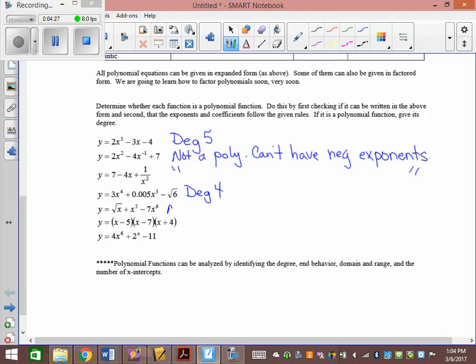It's not a polynomial. So the previous one wouldn't have been a polynomial if it was like root 6x. If the root was over the 6 and an x, then it wouldn't be a polynomial. So this is not a poly, can't have fraction exponents, because this would be x to the half.